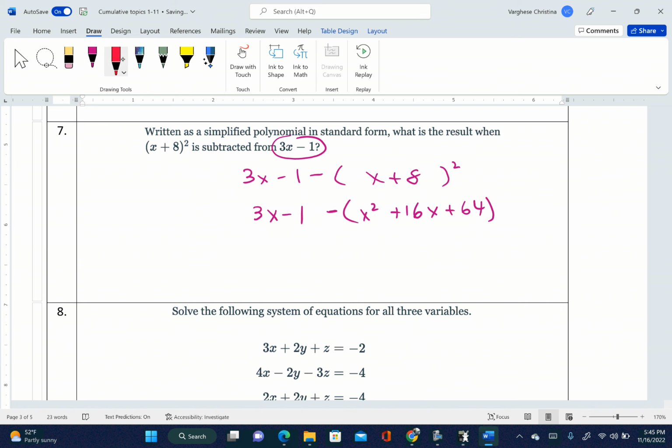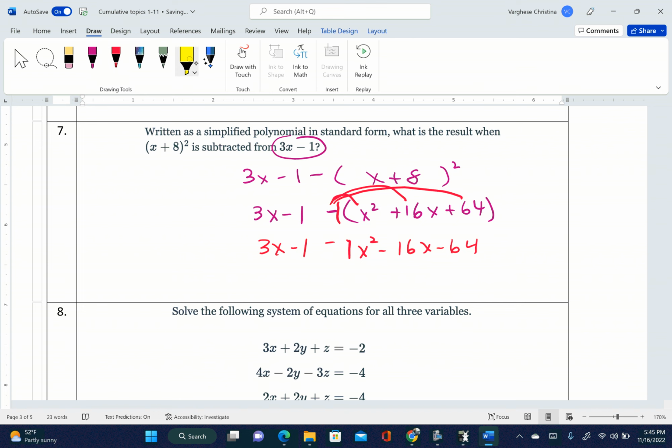So this is the part that a lot of people forgot. If there's no number in front of this parentheses, there's an imaginary 1. So -1 times x squared is -1x squared. -1 times 16x is -16x. -1 times 64 is -64. You can use your calculator for all of those. Over here, 3x minus 1 just comes down.